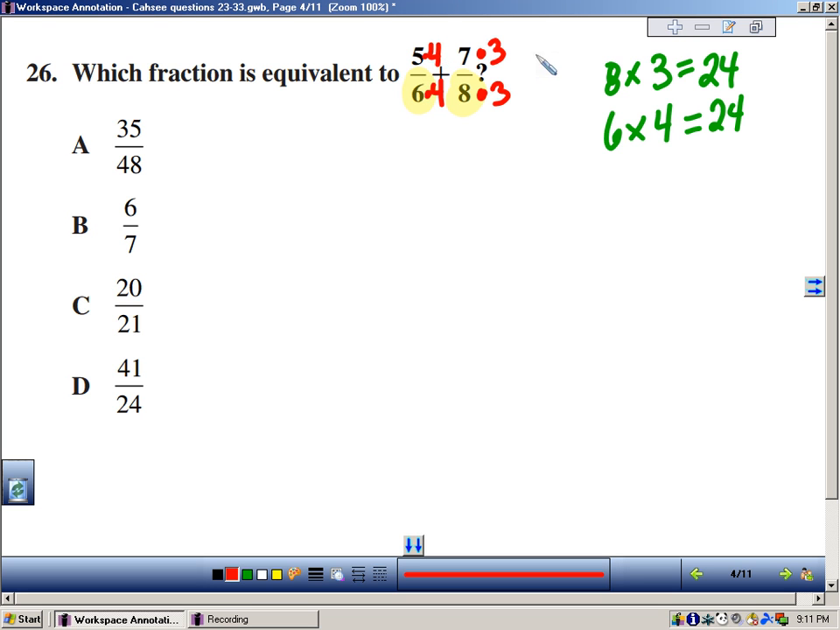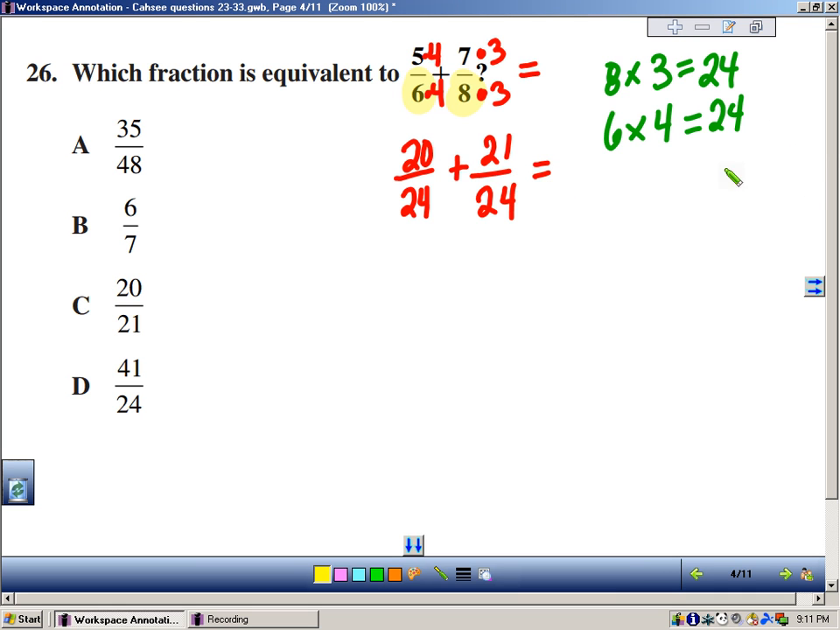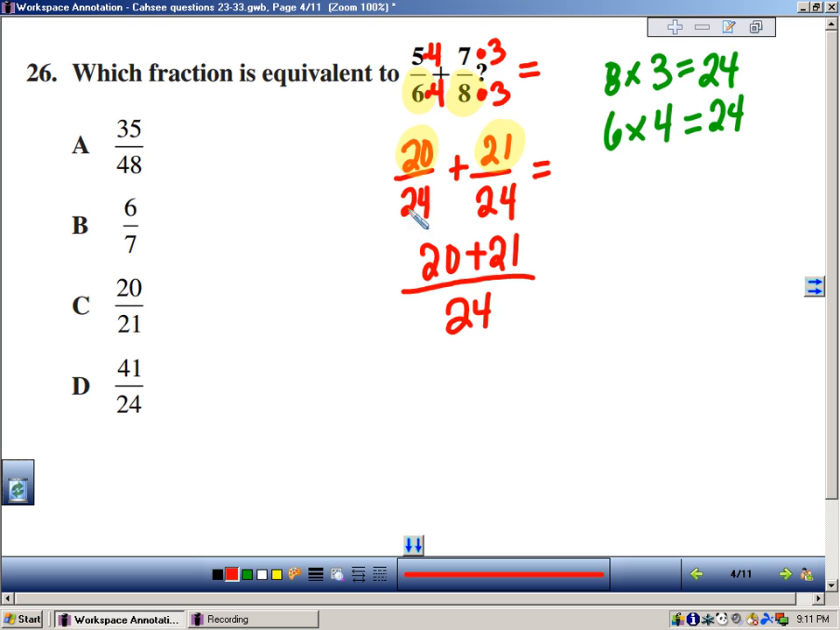And so rewriting this expression, we end up with 20 over 24 plus 21 over 24. Okay, let's add the numerators. You only add 20 and 21, not 24. So writing this out, it's 20 plus 21 over one single common denominator, 24. And looking at 20 and 21, that gives us 41 over 24.